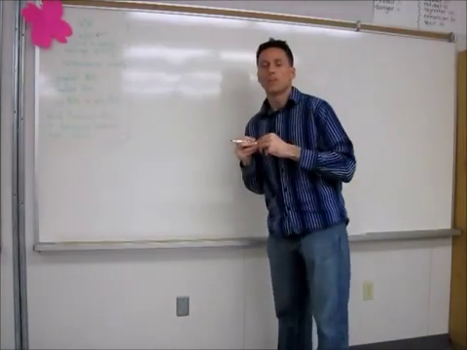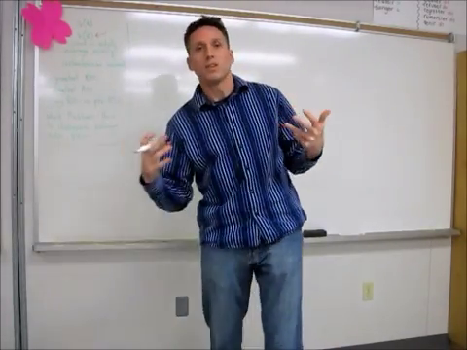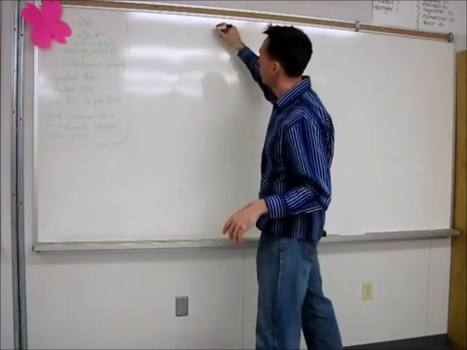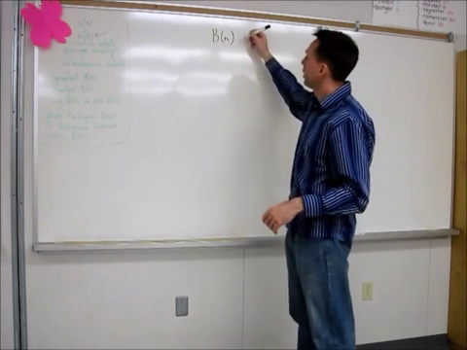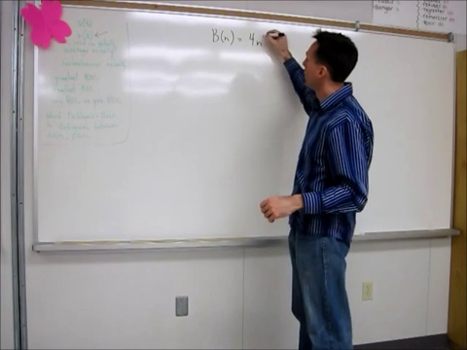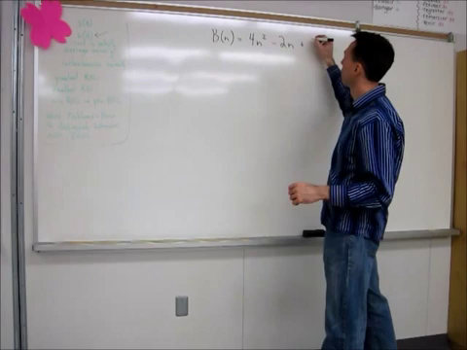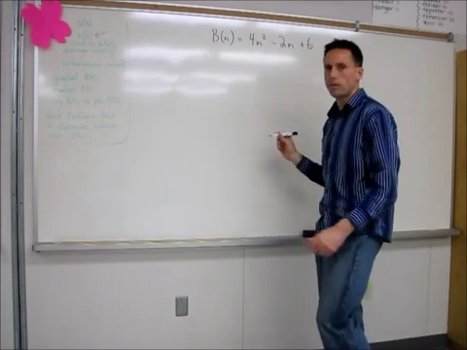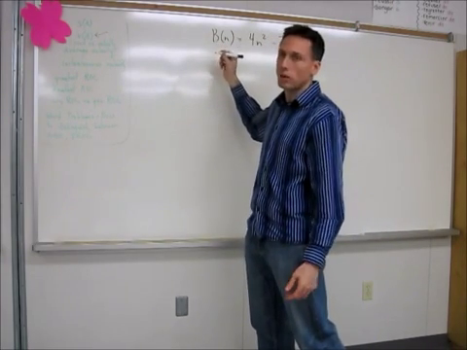Okay, let's do one more example with the butterflies, and this time we're going to talk about instantaneous rate of change. So what if I were to say, again, our equation was b of n, the number of butterflies after n years, was always equal to 4n squared minus 2n plus 6. This is the number of butterflies in G-land, by the way.